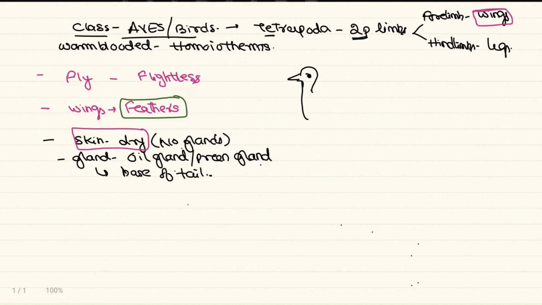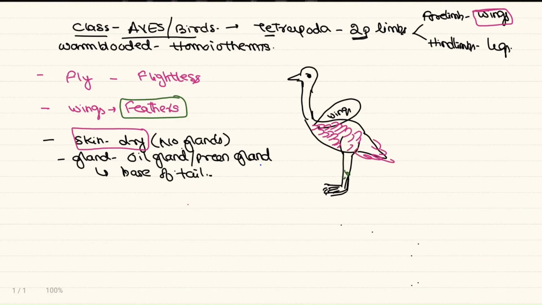So let's see the structure of a bird. As you know, the bird has the head. A long neck is present, a trunk region, and a tail region. The trunk is supported by a pair of wings, that is the forelimb, and the hind limb forms the legs.